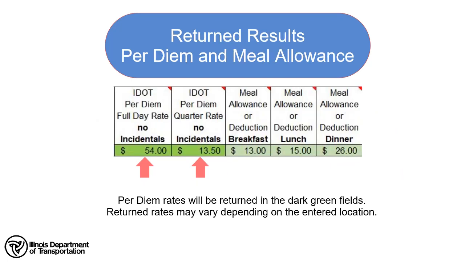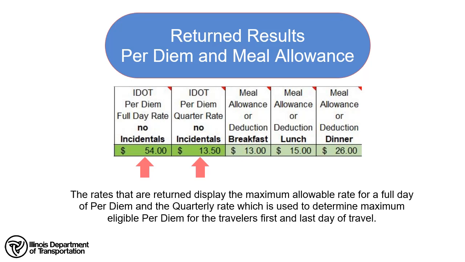The dark green fields return the maximum eligible per diem rate and the calculated quarterly rate, which is used to determine the maximum allowable amount a traveler is due for their first and last travel day. The maximum eligible per diem rate is determined by subtracting $5 from the GSA provided total. The department was advised by the Governor's Travel Control Board that the GSA rate included a daily incidental expense of $5, which would not be used by the state of Illinois.